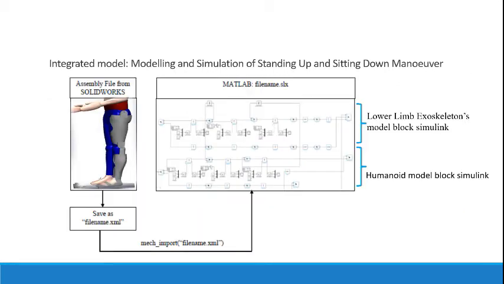And then after we design the model for the humanoid and also the lower limb exoskeletons, we import it to MATLAB using CAD mechanic. Then we need to rearrange the blocks. In the end we get the lower limb exoskeleton model, which is the block on the upper one, and the humanoid model block simulating is the one below. So it takes time to rearrange all the blocks.